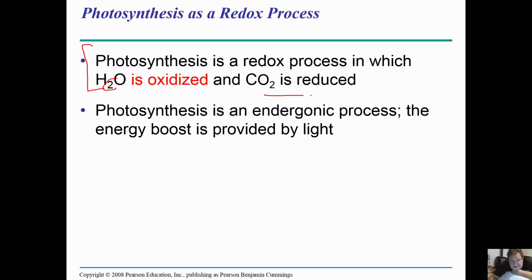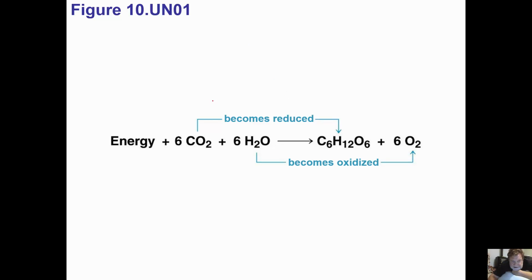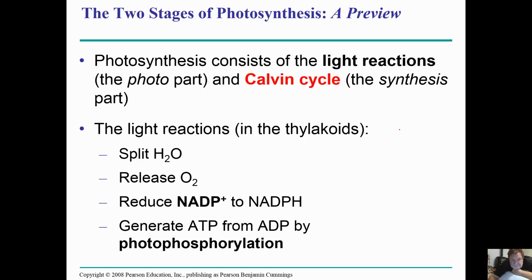Again, in this photosynthesis, we're looking at a redox process in which the water is oxidized and the carbon dioxide is reduced. That is, we are adding electrons and hydrogens to the carbon dioxide. And so here we have that carbon dioxide, which becomes reduced. The water, which has hydrogen ions, loses those hydrogen ions to become oxygen.